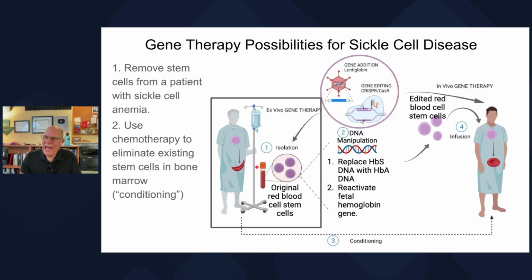So what has to happen? Well, you have cells in your bone marrow that create red blood cells. And the gene therapy treatment involves this. You would remove stem cells from a patient who has sickle cell anemia. So you'd extract them. It's not an easy procedure. And then you'd use chemotherapy to eliminate all the rest of their stem cells in their bone marrow. That's a painful procedure. You're very immunosuppressed when that happens, but that is the first two steps.